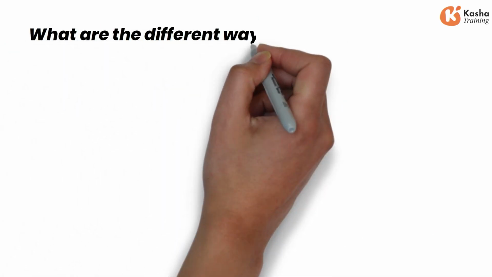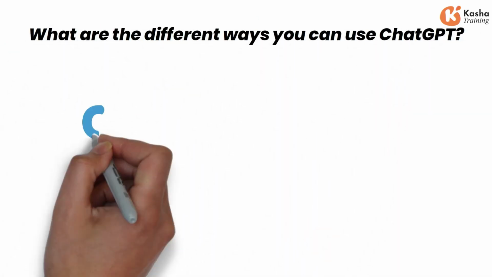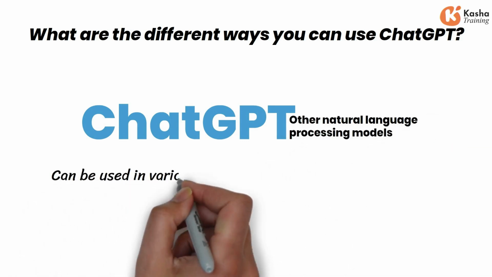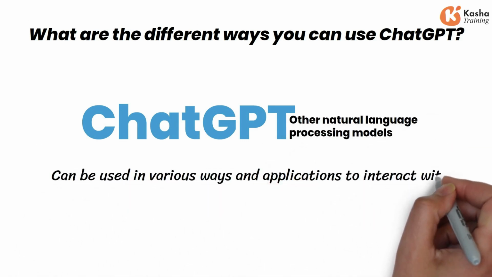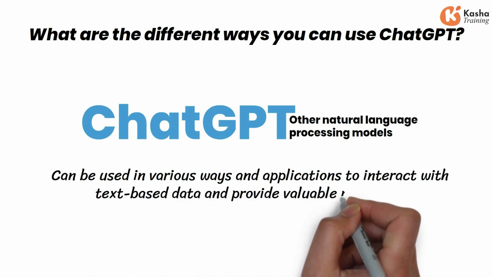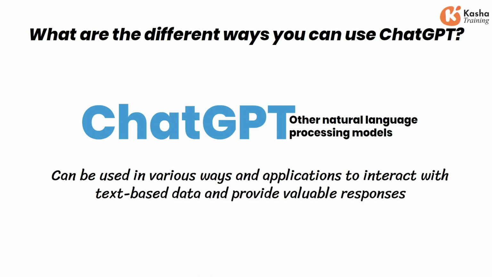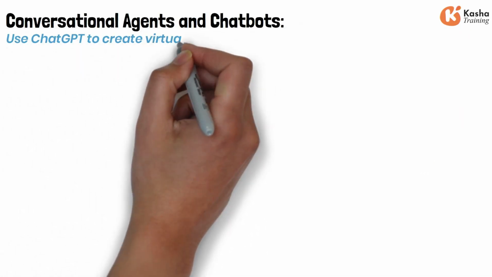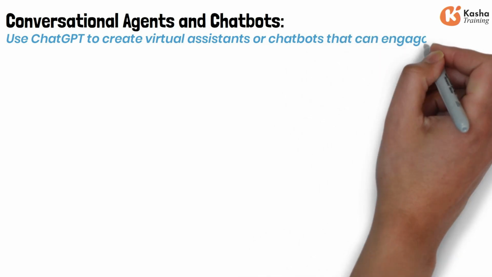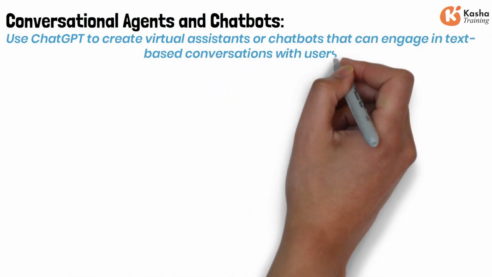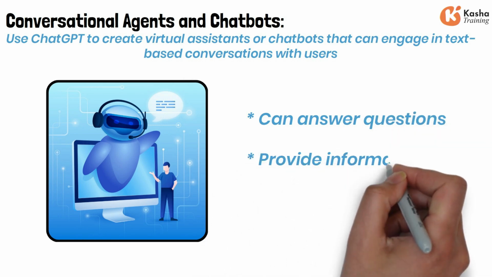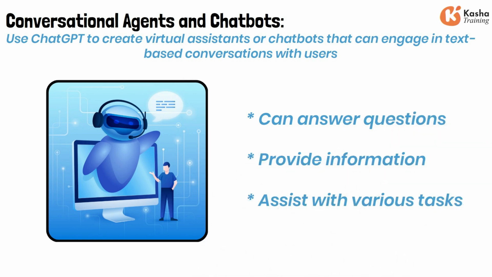What are the different ways you can use ChatGPT? ChatGPT, like other natural language processing models, can be used in various ways and applications to interact with text-based data and provide valuable responses. Here are some different ways you can use ChatGPT. Conversational agents and chatbots. Use ChatGPT to create virtual assistants or chatbots that can engage in text-based conversations with users. These conversational agents can answer questions, provide information, and assist with various tasks.